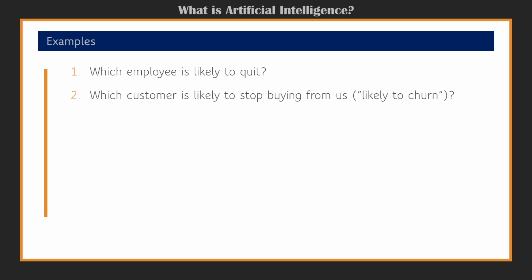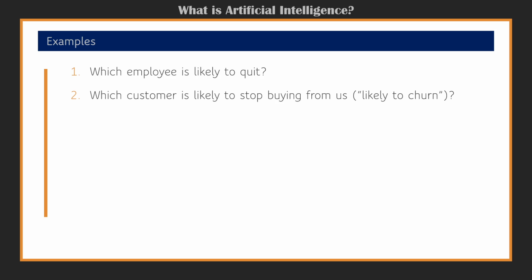Which customer who's currently coming to you, supporting you with their money, they're trusting you, but which one of them is likely to stop buying from us? Likely to churn is the terminology that we use in business. So it's a business jargon. So how do you know?